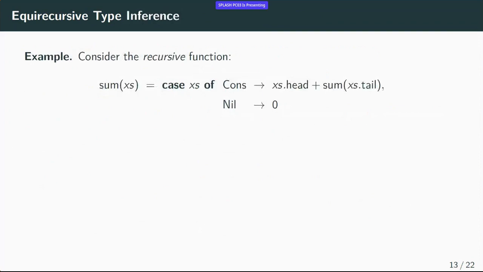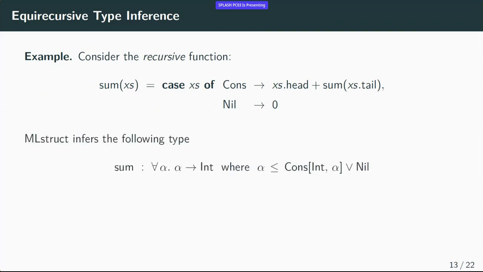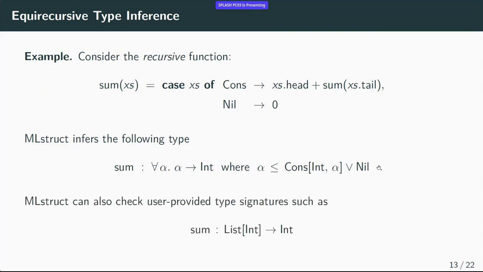And so here's an example of using this list data structure where we define the classical list sum function, a recursive function. And this is the type that MLstruct infers in this case. MLstruct doesn't actually care about our list type definition because all its type inference is done structurally. So what it says here is that the type of sum is for all alpha, alpha to int, where alpha is upper bounded by a type expression that refers to alpha itself. So this is like a recursive bound, and it happens to match with the list definition that we have.